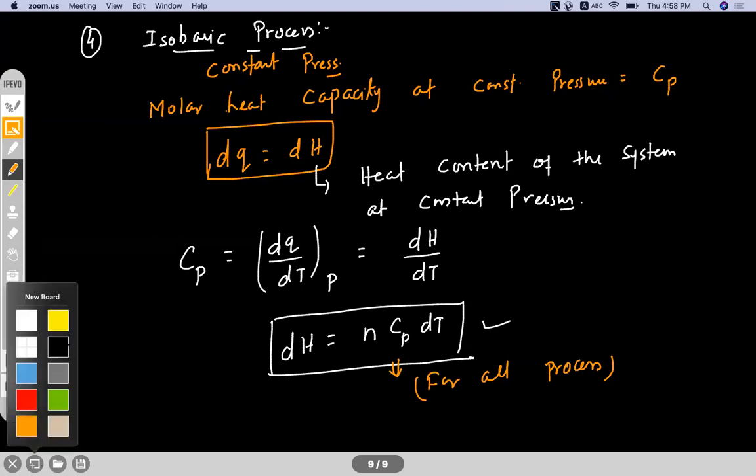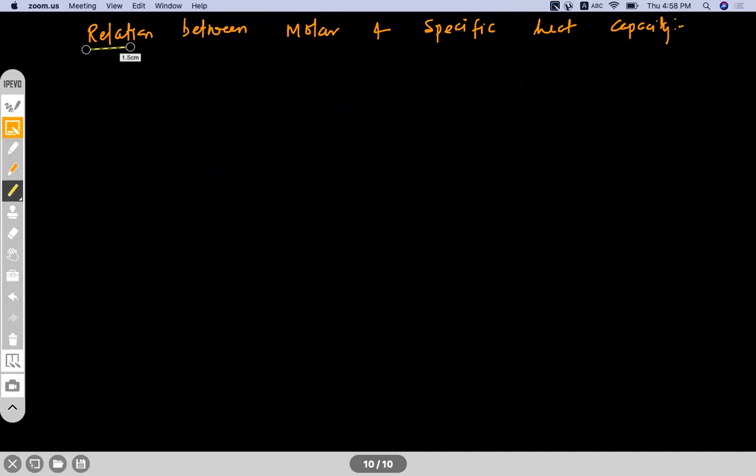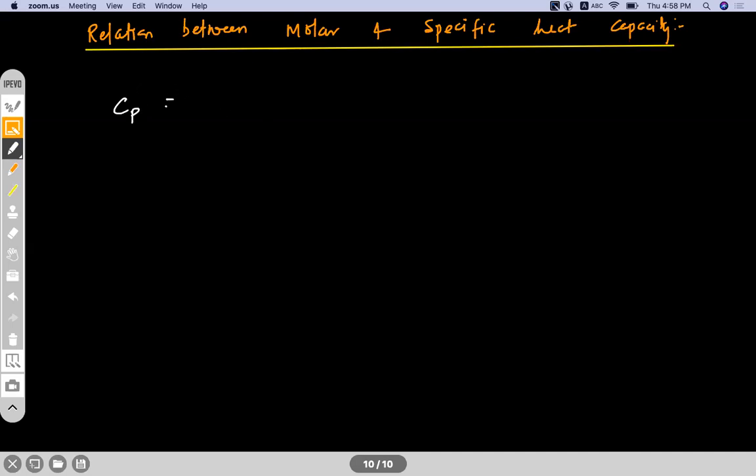Now you see this relationship between molar and specific heat capacity. If Cp, the smaller one, is the molar heat capacity, and Cp, the capital one, is the specific heat capacity, they are related by this. M is the molecular mass. Cp is equal to M cp. Similarly, the molar heat capacity at constant volume Cv is M times cv, where cv is the specific heat capacity. This is the relation we have.